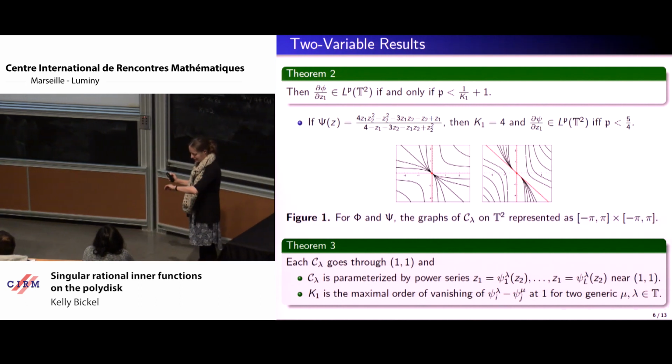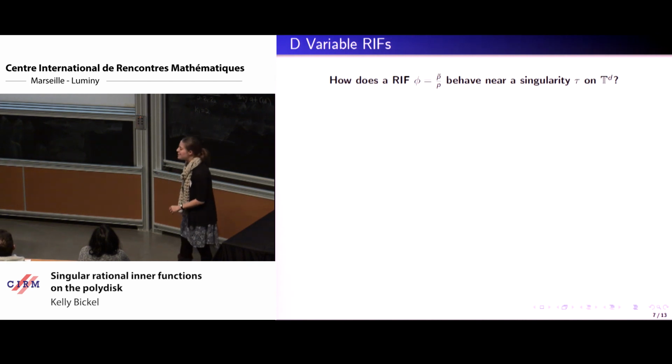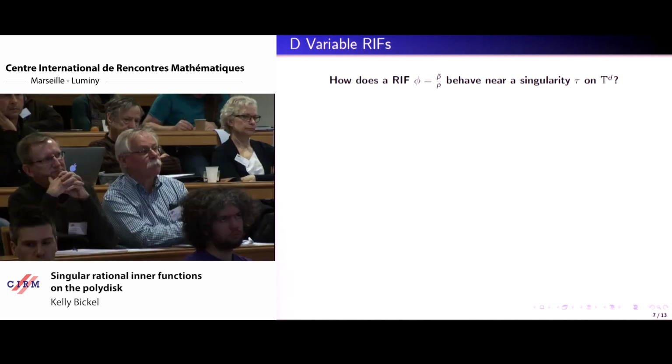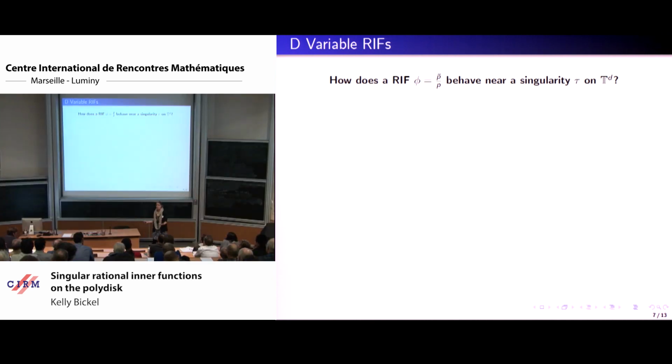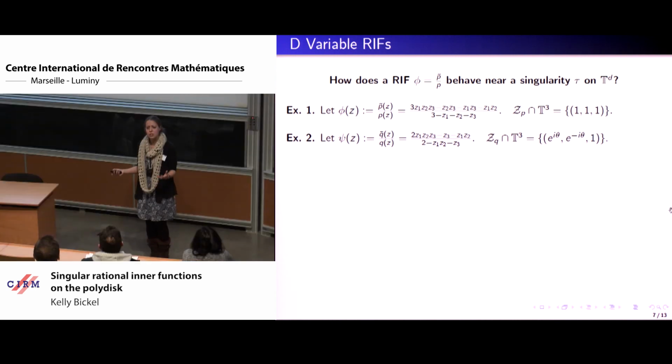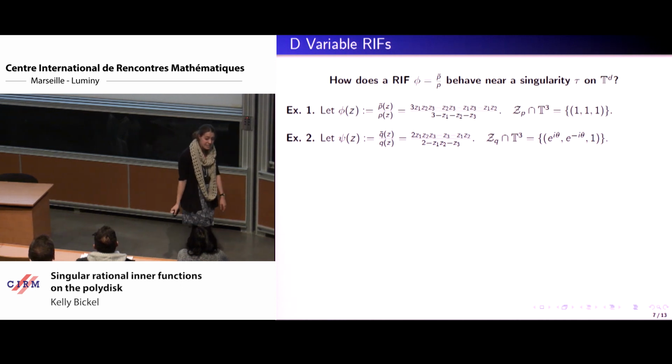All right, so now I want to switch over to the polydisk setting. So here, again, we were governed by the same question. We have these rational inner functions with boundary singularities. How do these rational inner functions behave near them? And in order to see why the situation is a little bit different than the situation in 2 variables, let's look at 2 very simple examples.